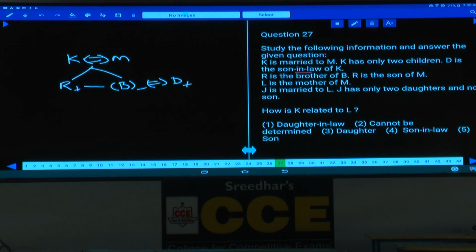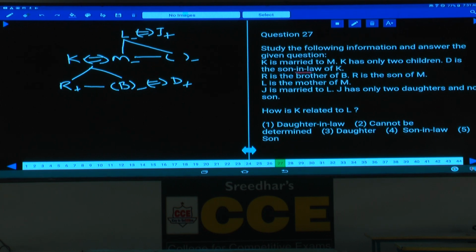L is the mother of M. And J is married to L. L and J are a married couple. And J has only 2 daughters and no son at all. J has only 2 daughters, out of which one is M and the other person must be another daughter. And how is K related to L?